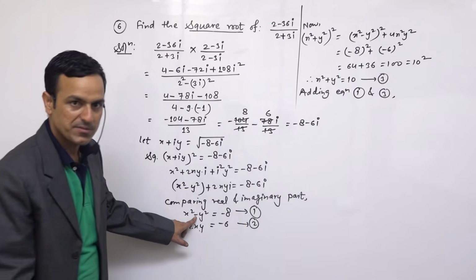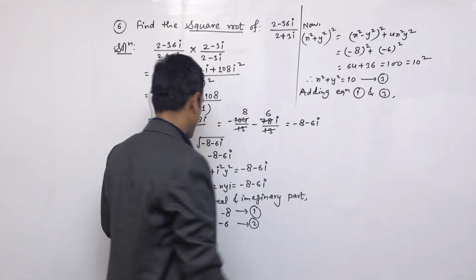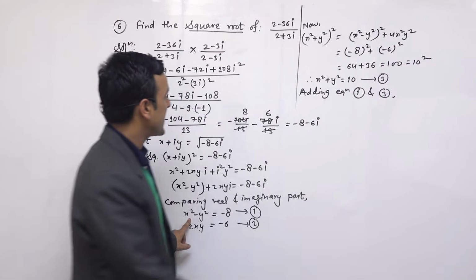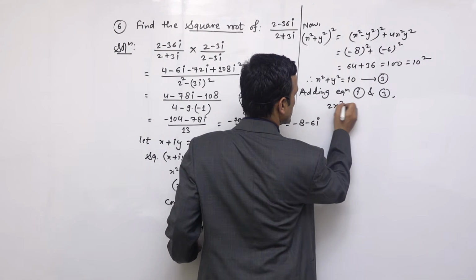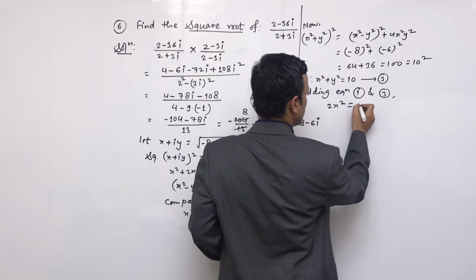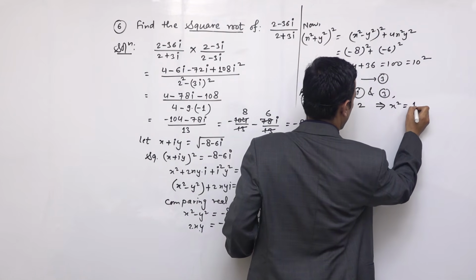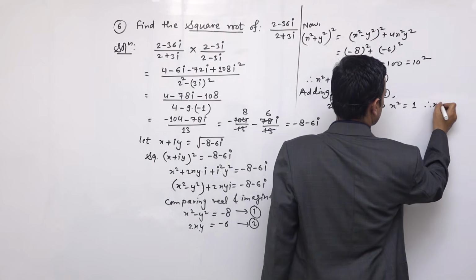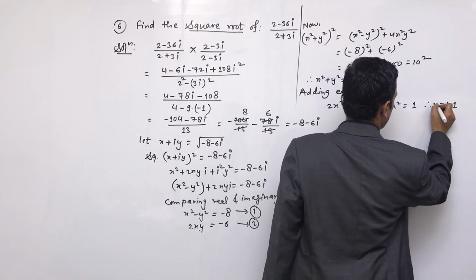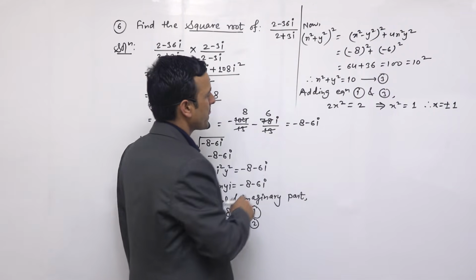y square negative छ, यहाँ y square positive छ. Add गर्ने अब y square cancel. Then x square plus x square means 2x square, and minus 8 plus 10 means it is 2. So x square is equal to 1. Therefore x is equal to plus minus 1. So this is the value of x.